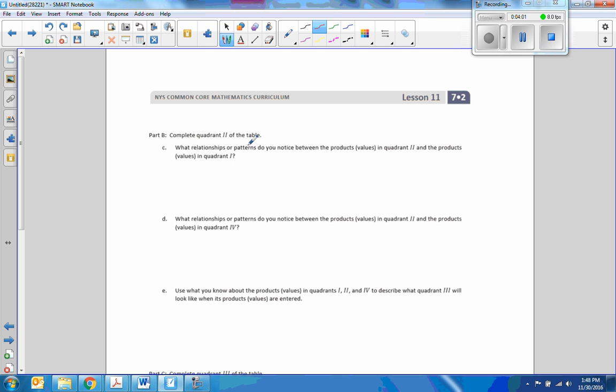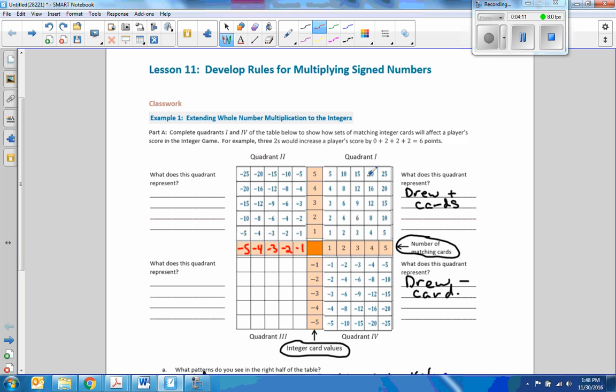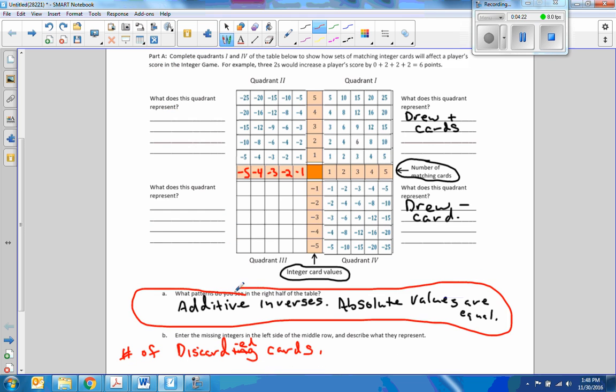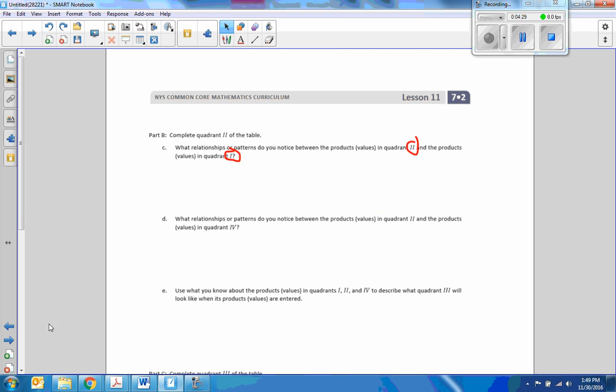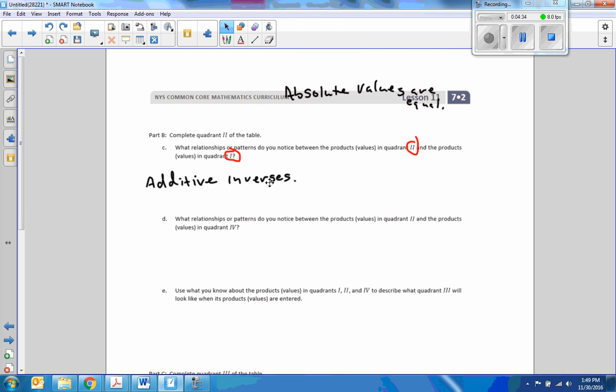C. What relationships or patterns do you notice between the product values of quadrant 2 and the product values of quadrant 1? So we're comparing 2 with 1. So if I go back, quadrant 2 is here, quadrant 1 is here. So if you look, 1, negative 1, 2, negative 2, 15, all the way over here is negative 15. So it would also be the same as this here. So really what I could do is just take all that, back here, and write those answers down.